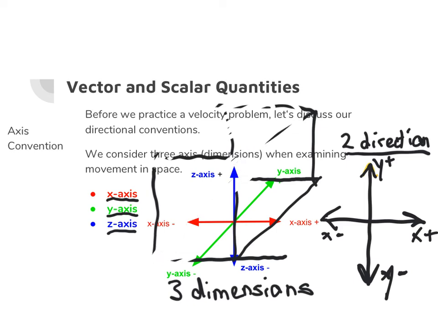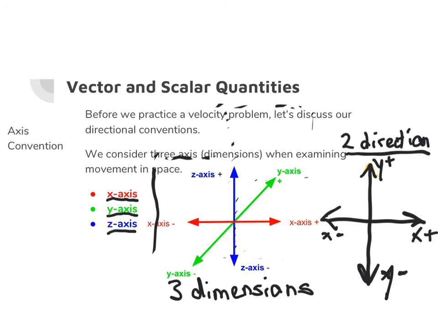Let me erase this so you can see. When we label these axes, we use conventional naming. When we're moving in this direction, that is the y positive axis. If we're moving to the right, that is x positive. If we're moving downwards, that's y negative. If we're moving to the left, that's x negative. And for the z-axis, very similar: if we're going upwards, that's positive z, and if we're going downwards, that's negative z. So it's important to consider these axes and directions when we're working out velocity problems, and we will be working out a few of those in physics.